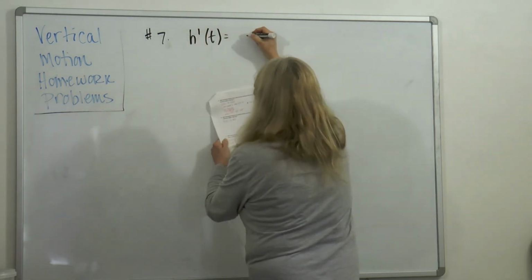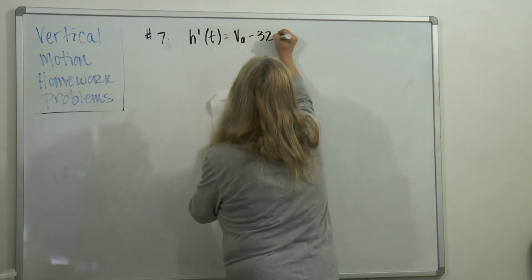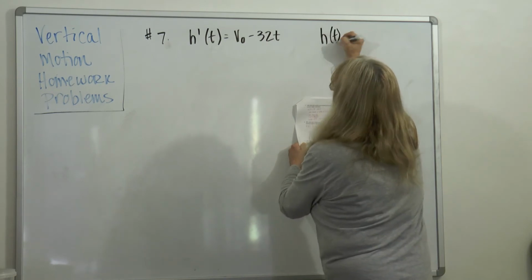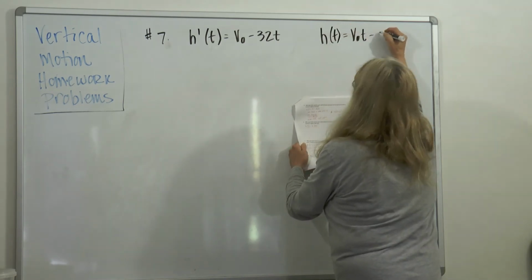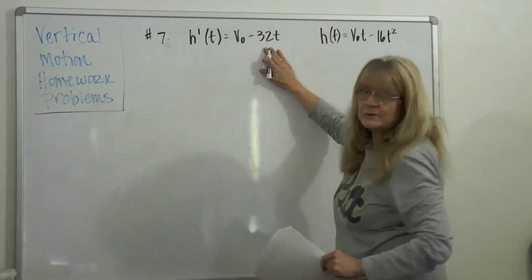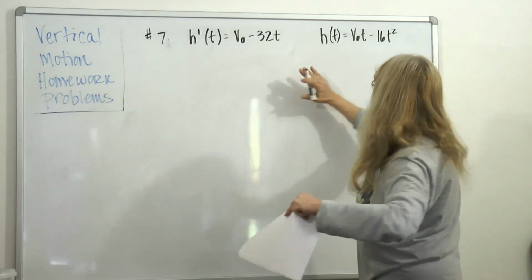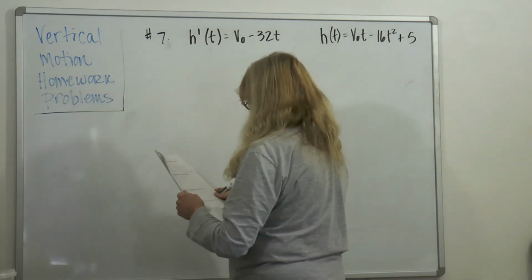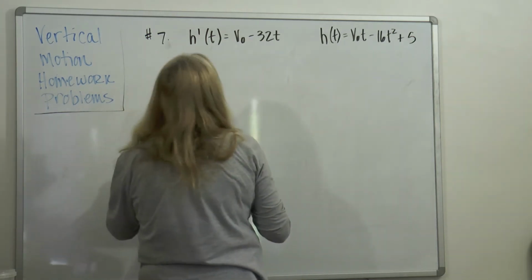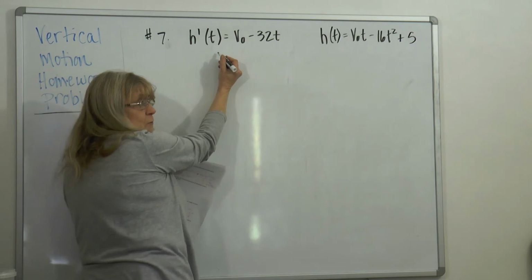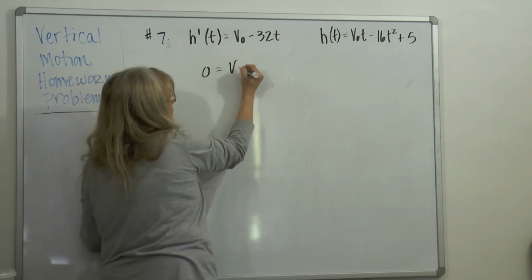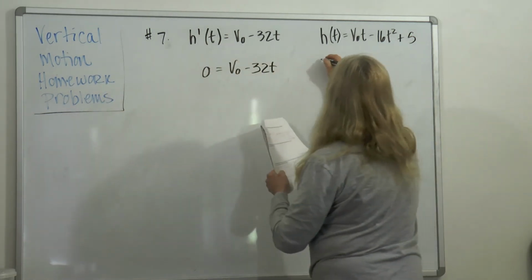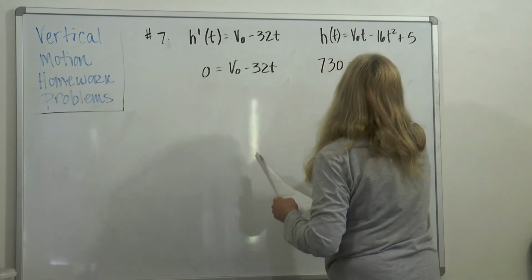So your h prime is still going to be v sub naught minus 32t. But when I integrate this, v sub naught t minus 16t squared, because remember 32t squared over 2, going to reduce it, plus 5. Okay, so I know that when the slope of the tangent line is 0, that's my maximum height. I know because the problem tells me my maximum height is 730 feet.